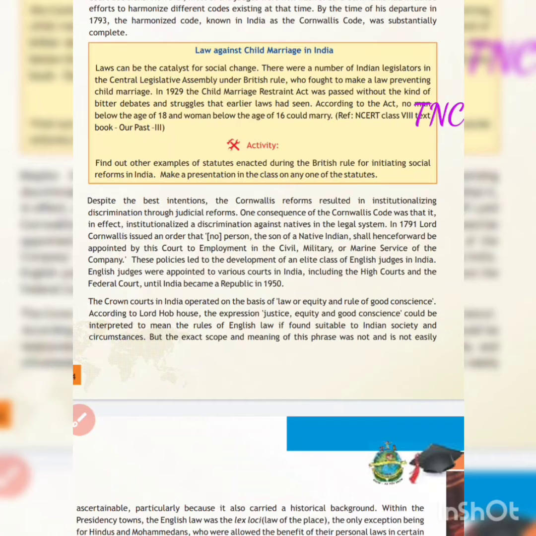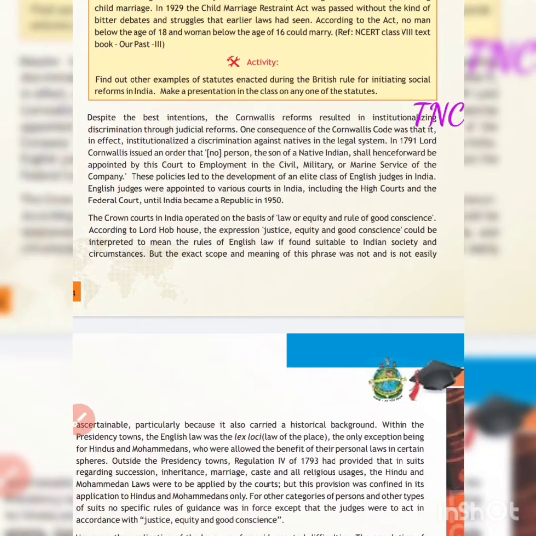English judges were appointed to various courts in India, including the High Courts and Federal Court, until India became a republic in 1950. Obviously, when it became independent in 1947, and later became a republic in 1950, from there onwards no more English judges were appointed in the courts of India, only Indian judges. Have you understood? So there was a sort of institutionalized discrimination, with no job opportunities for native Indians, and only English judges appointed to courts at various levels established in India in various timelines.